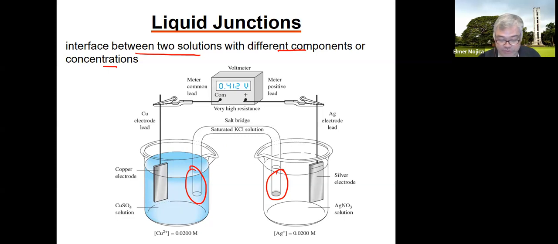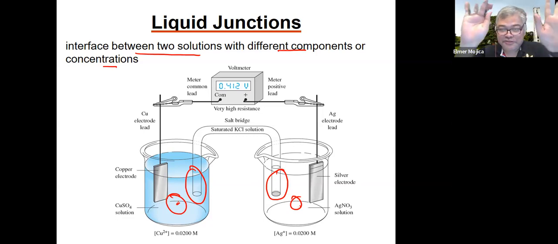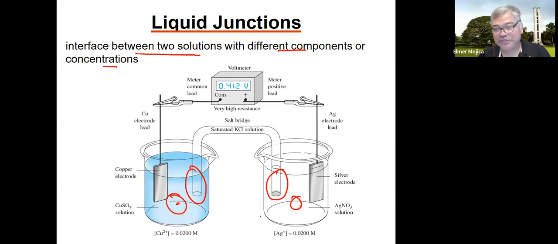So that's what it means when we're talking about liquid junctions, the interface between two solutions with different components or concentrations. Now, do you have an interface between this solution and this solution? Yes or no? So it has to be solutions close to one another, but they're not close to one another. You have to pass through the salt bridge.